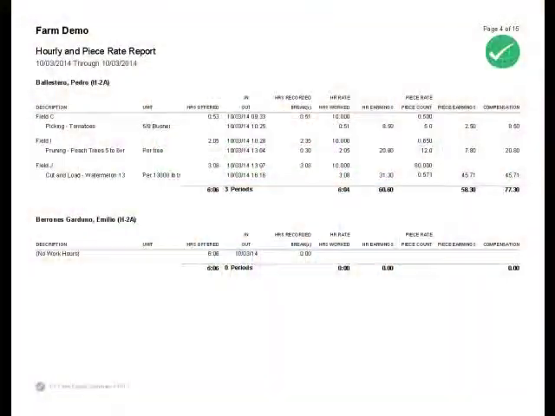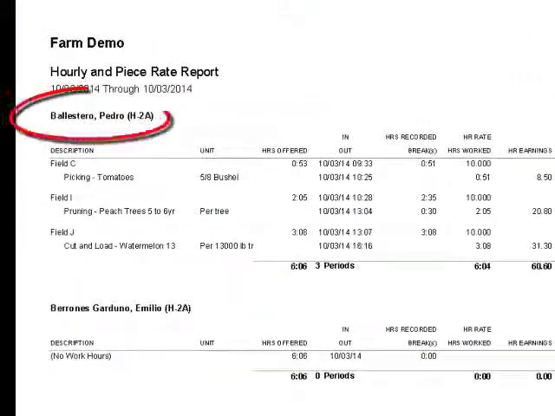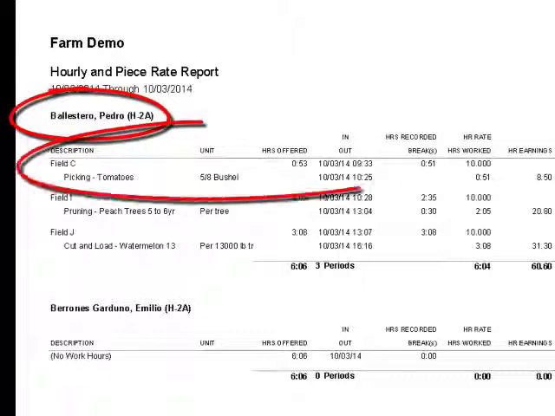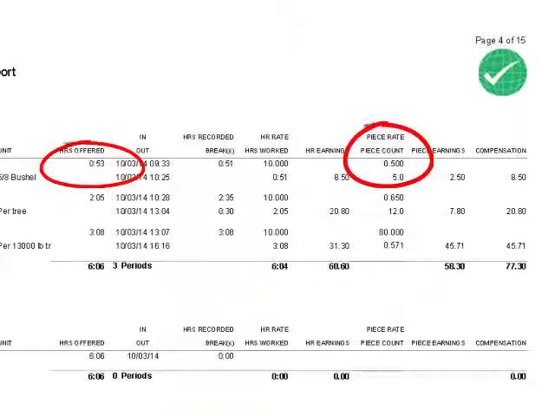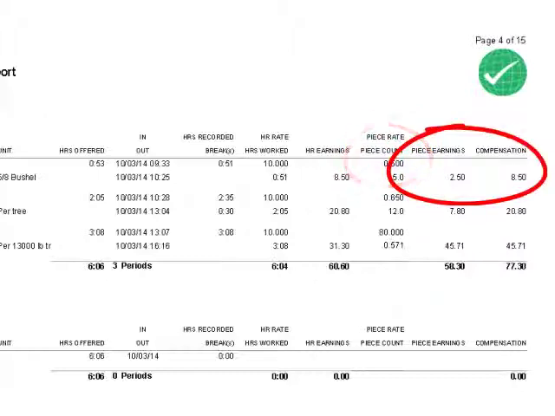Now let's see how this looks on a report for an individual worker who performed all the tasks we just discussed. Now let's look at Pedro Ballesterio. He started the day picking tomatoes in field C. This was a short work period and he only picked 5 units. For this period, his productivity did not earn a bonus. Therefore, he earned $8.50 based solely on hours worked.